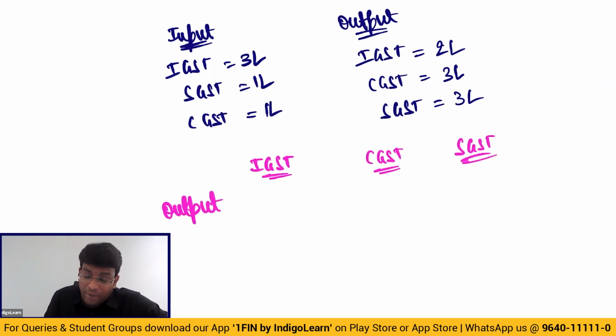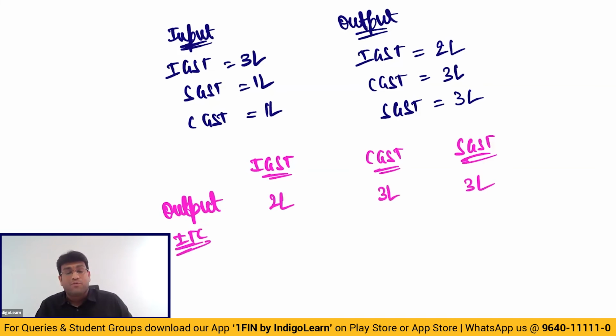Tell me guys, what is the output? 2 lakh, 3 lakh, 3 lakh, less input tax credit. Tell me guys, what is to be first used? Come on, reply. Which tax credit will you use first? Obviously, IGST credit. How much have we got? 3 lakhs. Use 2 lakh here.